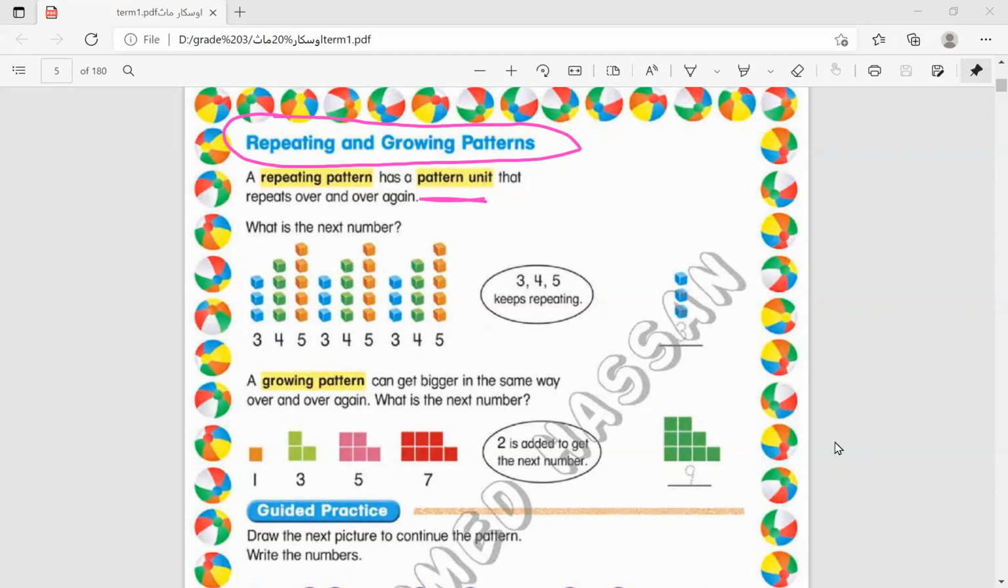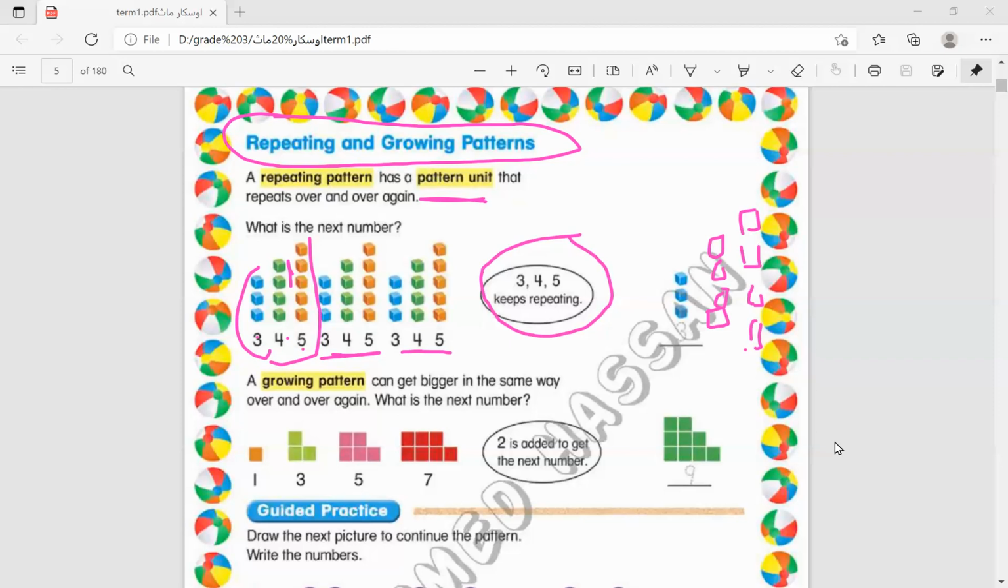Look carefully. We will see that we have 3 cubes, 4 cubes, and 5. So 3, 4, 5. Next, 3, 4, 5. So what will be the next number? 3. And after 3, 2. And after 4, 5. So the pattern unit here, which keeps repeating, وحدة النمط هنا اللي بتتكرر هي 3 cubes, 3, 4, and 5. Okay? This is what we mean by a repeating pattern. ده اللي احنا بنقصده بالنمط المتكرر.